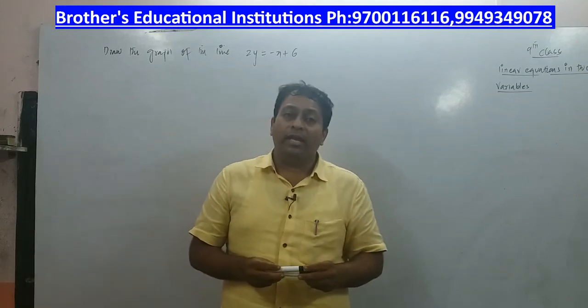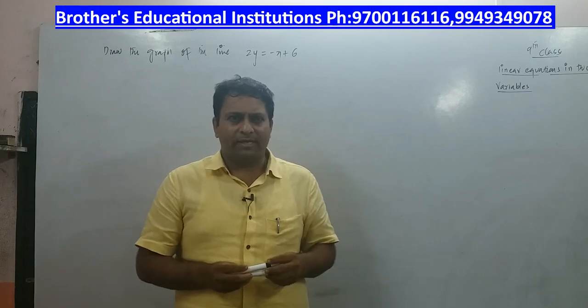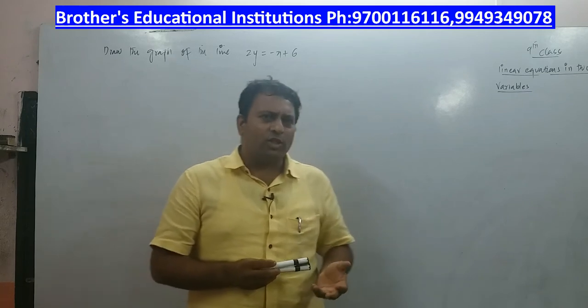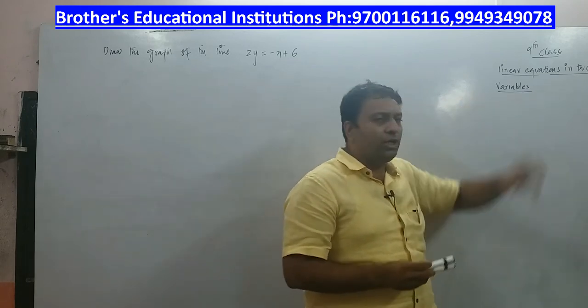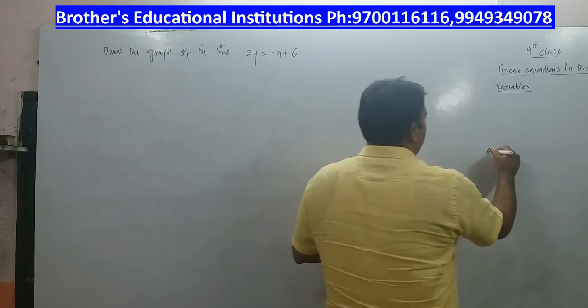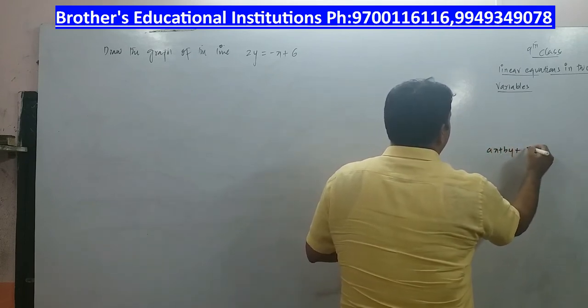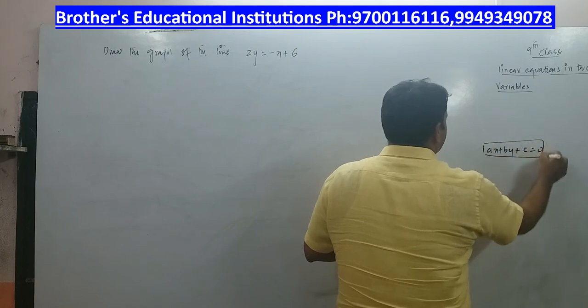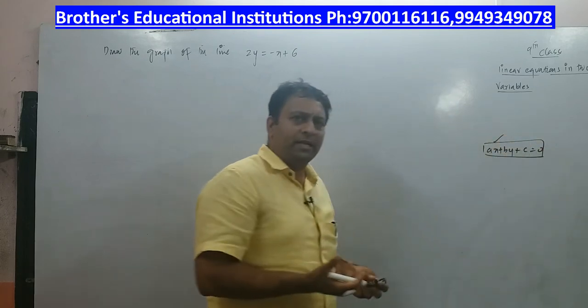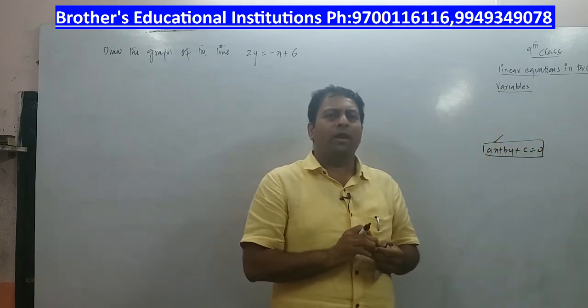Today we are going to deal with graphs. Alright, what actually is a linear equation in two variables? Suppose I write ax plus by plus c is equal to 0. What is this actually representing? It is representing a straight line. Now that we are going to see today.